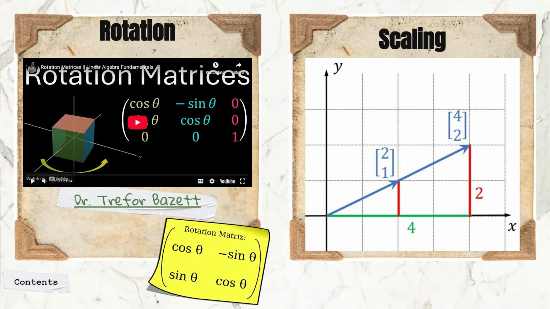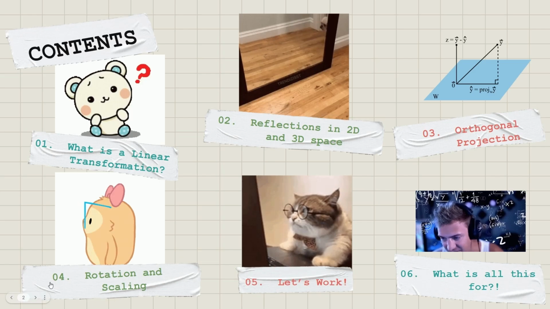Together, rotations and scaling complete our picture of how linear transformations can move, reshape, and organize space without flattening it.